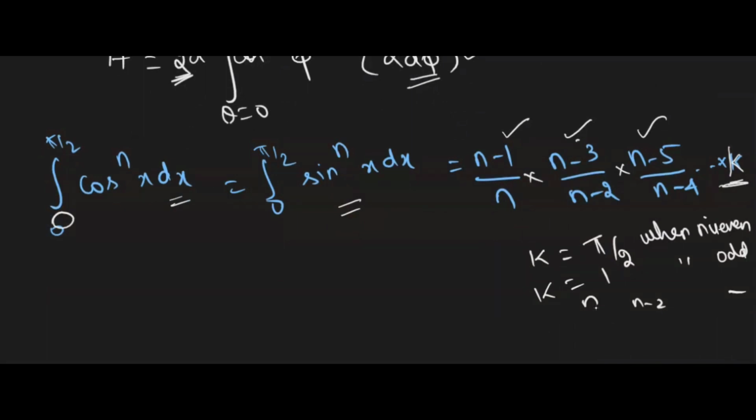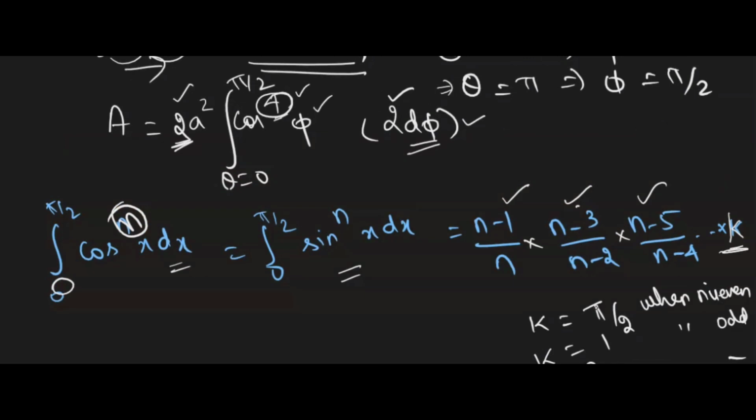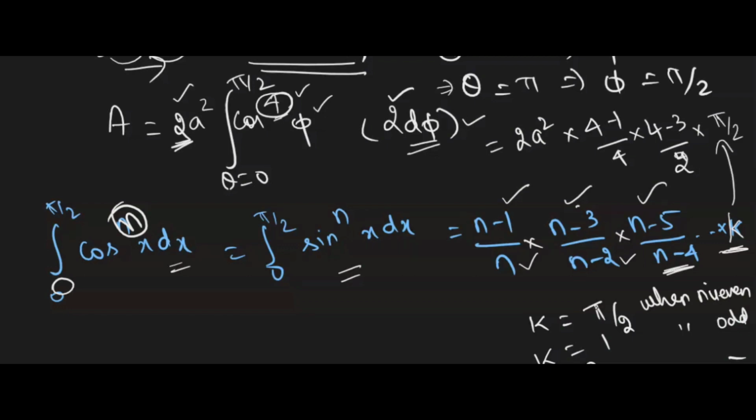So now in this problem, the power n is nothing but 4 here. So how am I going to use the formula? 2a square is there outside. So 4 minus 1 by 4 into 4 minus 3 by, now next term, sorry, not 4, n minus 2, 4 minus 2, 2. So here denominator n is 4, here 4 minus 2, 2. Now the next term, the denominator becomes 0. So till it becomes 0 and the numerator negative power will come. So I am stopping with this, and in the place of k, I will write pi by 2 since my n is even.